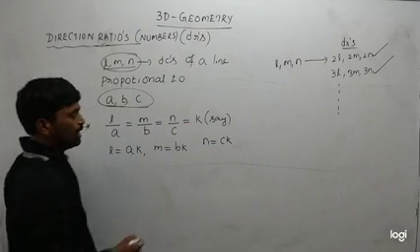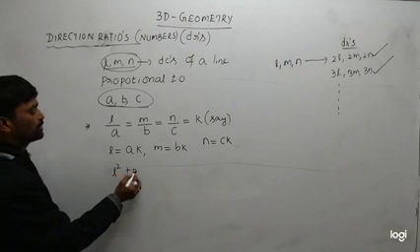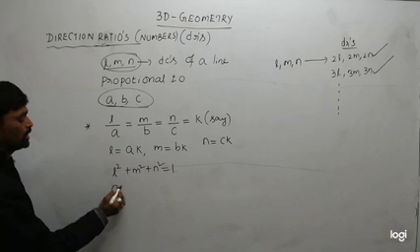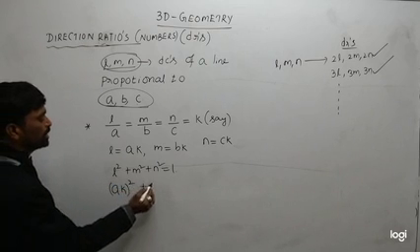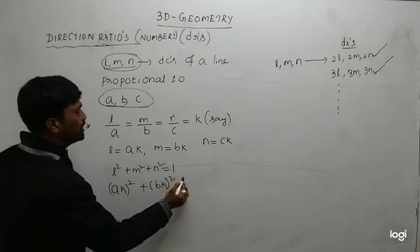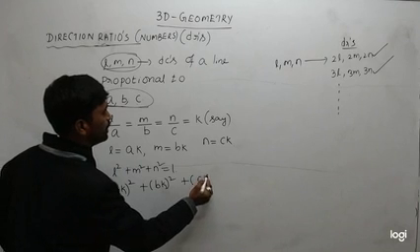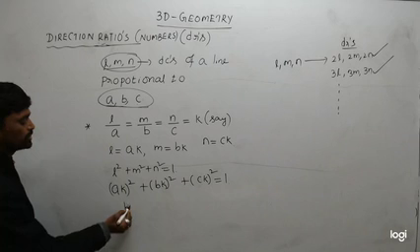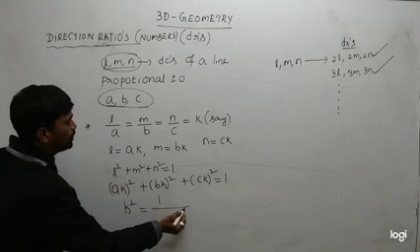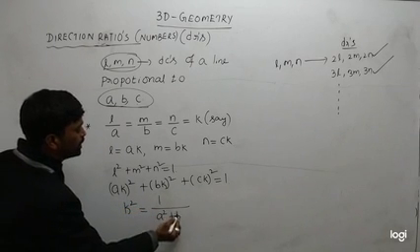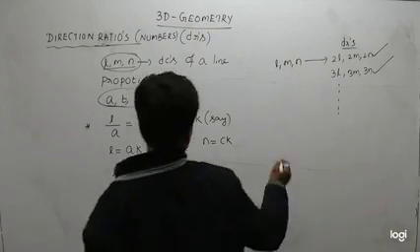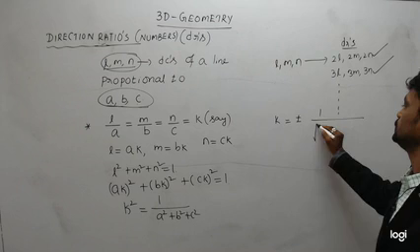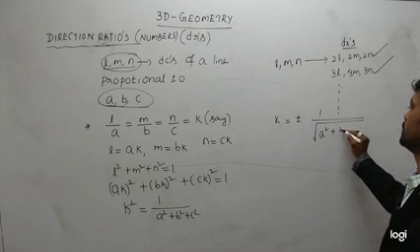And we know that L square plus M square plus N square is 1. L square is AK whole square, M square is BK whole square, plus N square is CK whole square, equal to 1. I am writing directly from this. If you simplify, K square is 1 upon A square plus B square plus C square, or K is equal to plus or minus 1 upon root over A square plus B square plus C square.